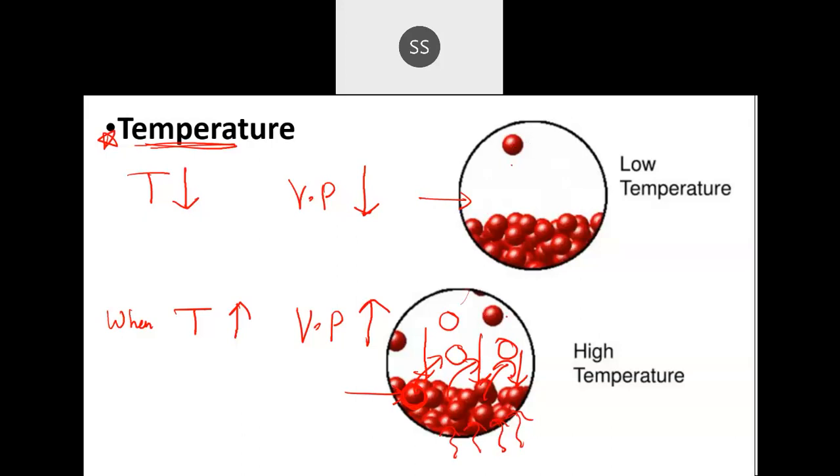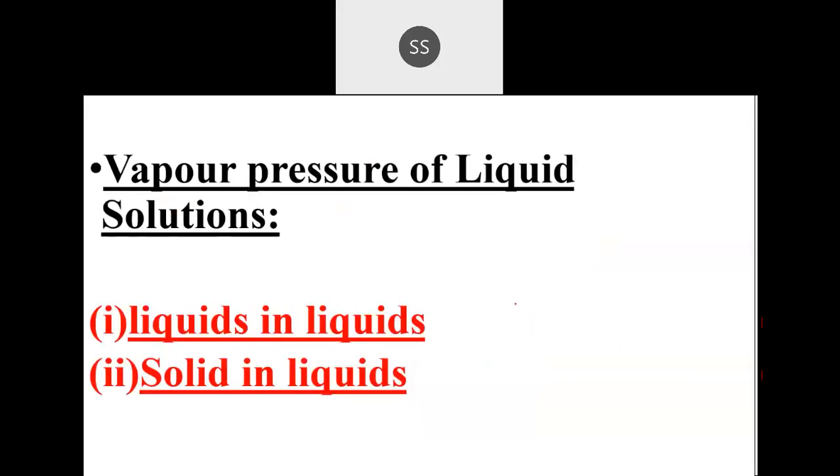Now you have got an idea what vapor pressure is and how it is affected. So now we will go to our main topic: vapor pressures of liquid solutions. We are going to learn this first: liquids in liquids. It means you are taking two liquids, solute and solvent, both liquid, and then you are calculating the vapor pressure in this particular solution. So we will start with that first. You can give this heading.